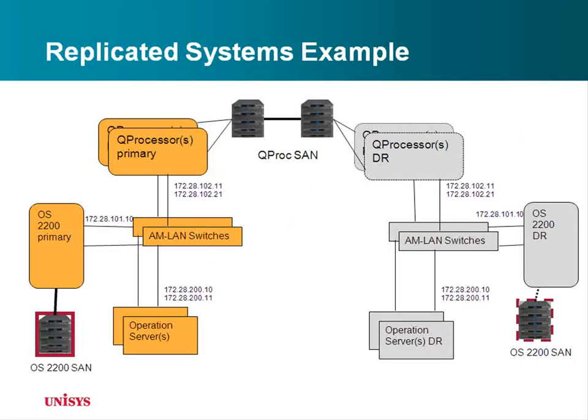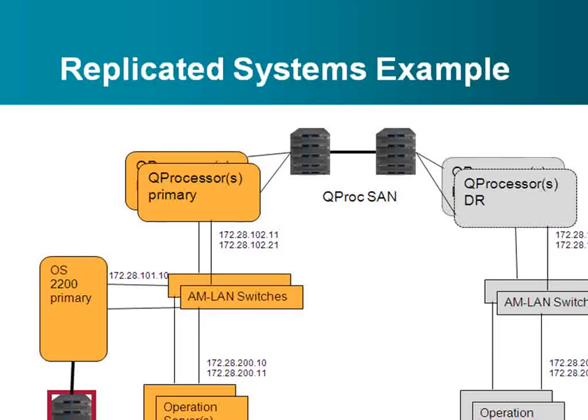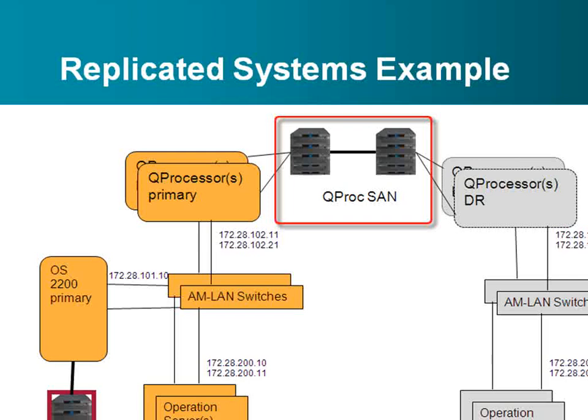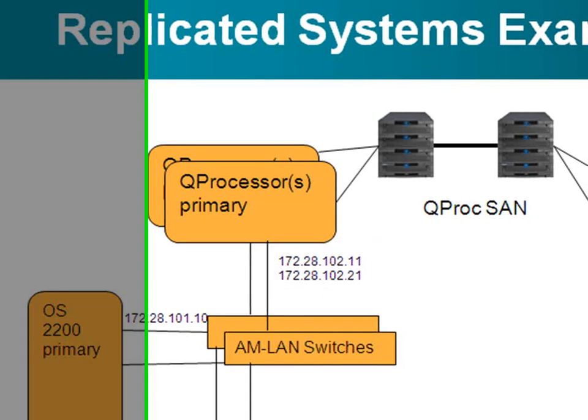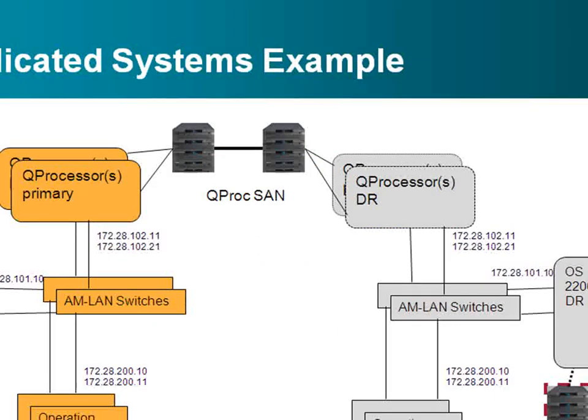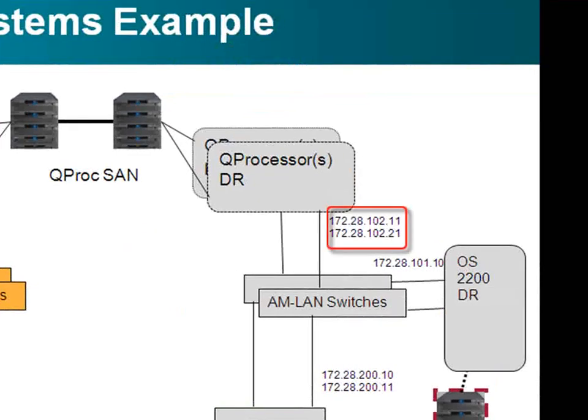Here's an example of what replicated systems would look like. As you can see, the QProc storage is replicated between both the primary systems and the DR systems in this case. If you take a look at the addressing, the 172.28.102.11 and 21 are the management IP addresses of both QProcessors on the primary side. And as you can see over on the DR side, these QProcessors are configured with the same addresses.